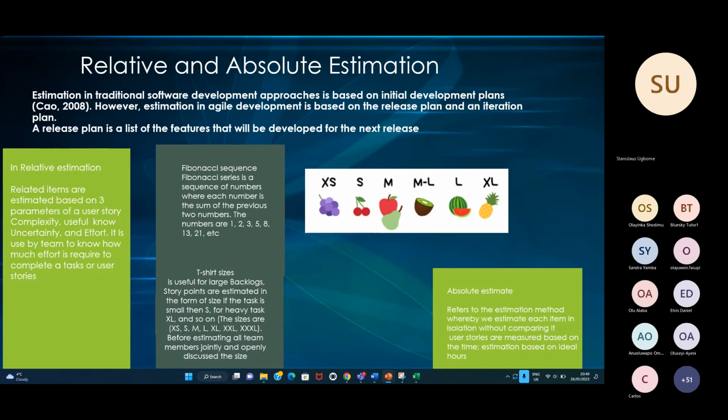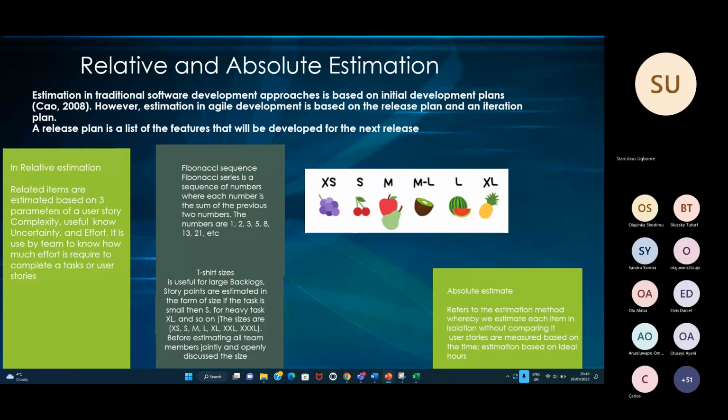Or you can use Fibonacci series. Fibonacci series is the sequence of numbers whereby each number is the sum of the previous two numbers. So a user story is usually estimated in story points, most of the time. And it's not usually advisable for you to estimate it in hours. You want to use a relative estimation. So you say, okay, maybe one is going to take one story point, then another one is 2, then 3, 5, 8, 13, 21.